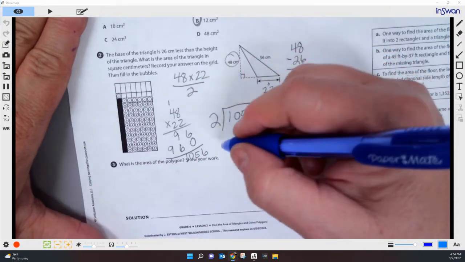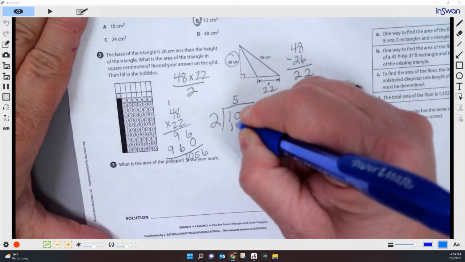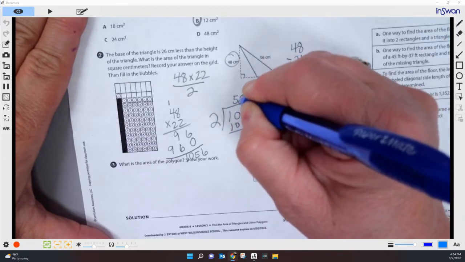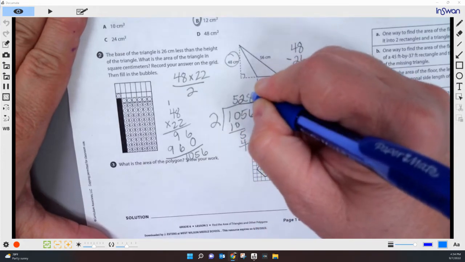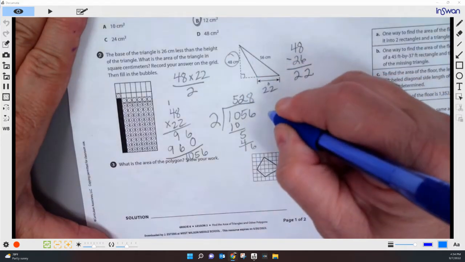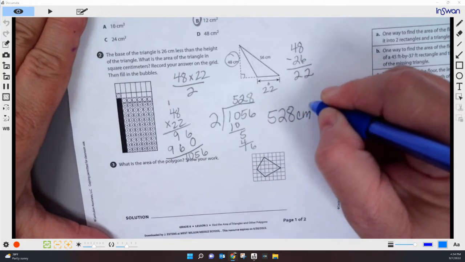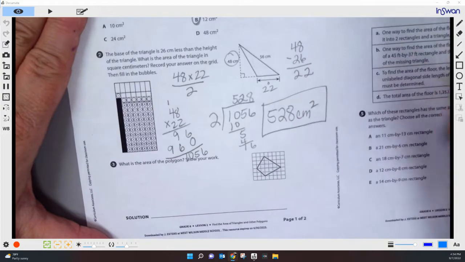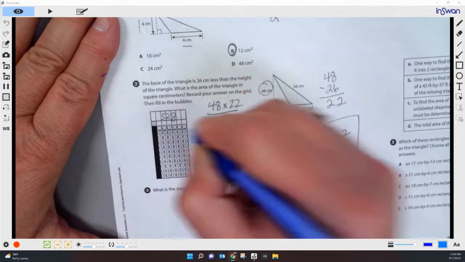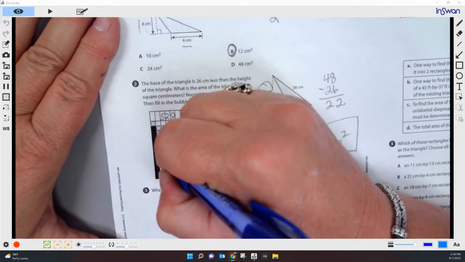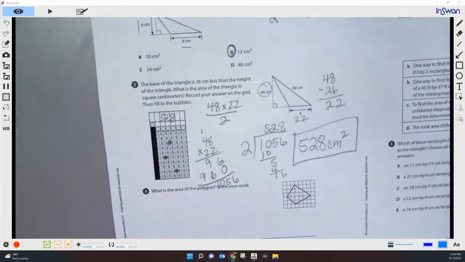2 goes into 1,056. 2 goes into 10 5 times. 2 goes into 5 2 times. 2 times 2 is 4. 2 goes into 16 8 times. So the answer is going to be 528 centimeters squared. That's going to be the answer for that. And you would just put this 528. That's going to be your values for that. And you would just shade in the values for each one.